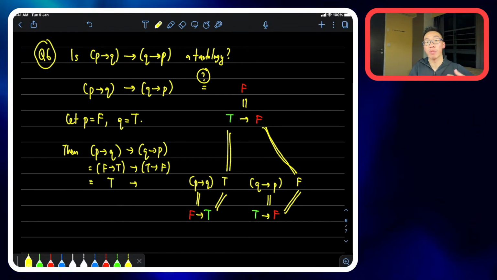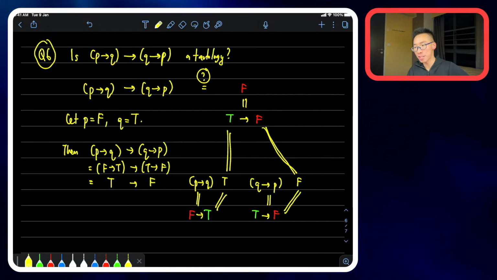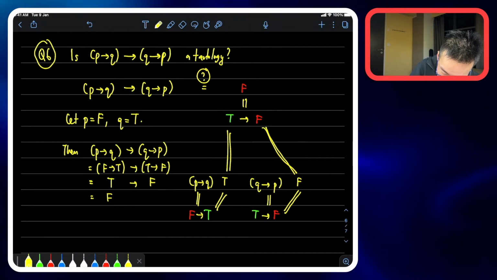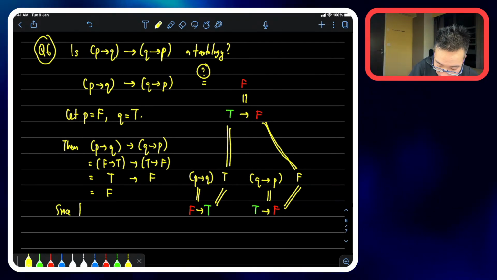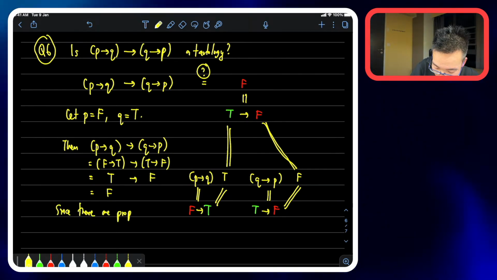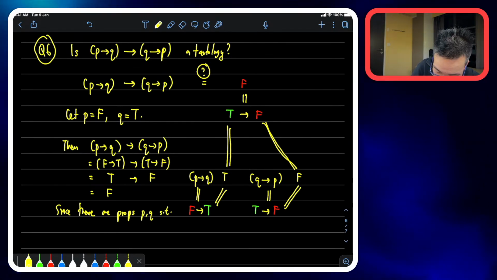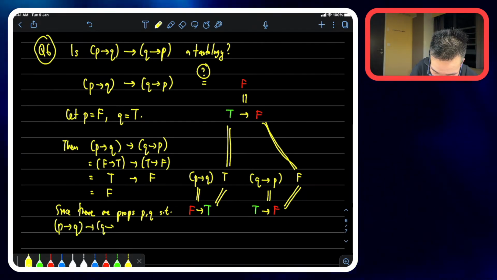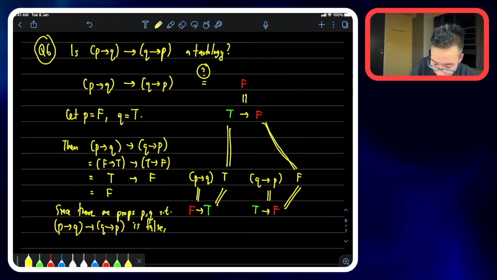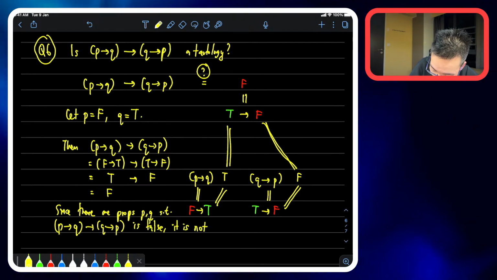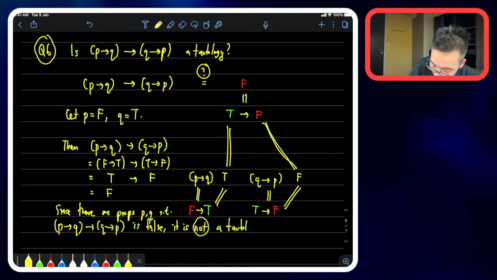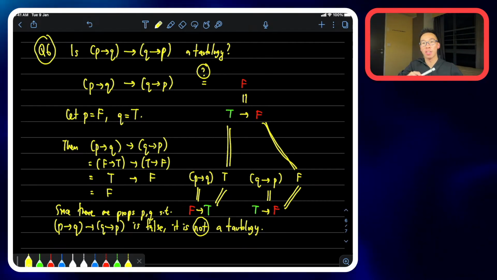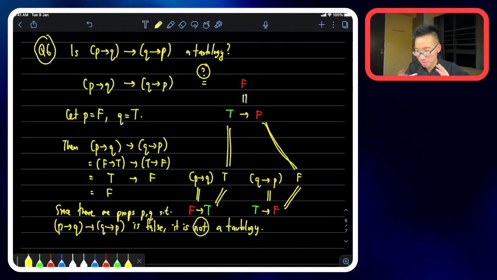True implies false evaluates to false. Now we're getting a situation of true implies false. Finally, false. So, since there are propositions P, Q such that this expression is false, it is not a tautology. To condense the idea, in general, logic does not reverse. That's the key idea there.